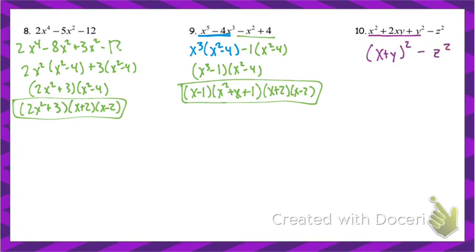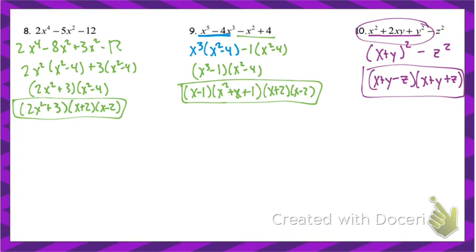Well, now what I have left, I have a difference of squares. The square root of that first term is x plus y, so x plus y minus z, and x plus y plus z. It's not that the actual math there is hard, it's really hard to see though that this step is going to factor into a perfect square trinomial.